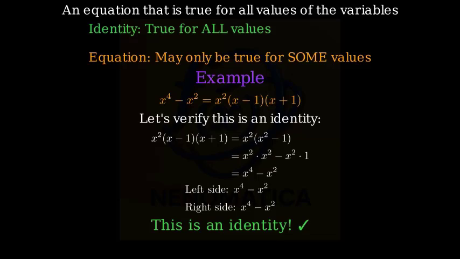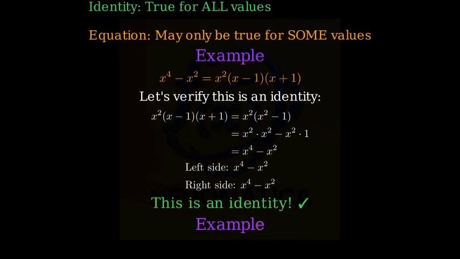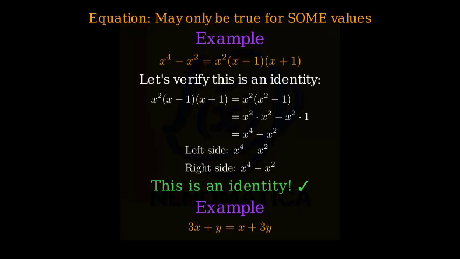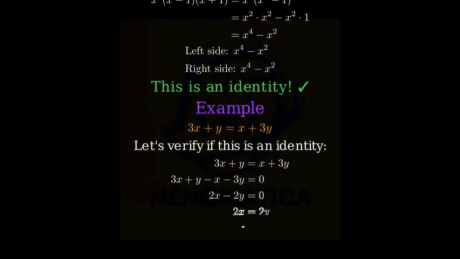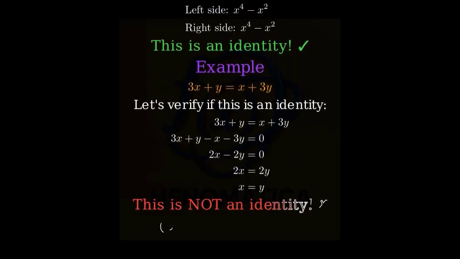Now, let's move on to our second example. The equation 3x plus y equals x plus 3y. Let's rearrange this equation to see if it's an identity. We can move all terms to one side. 3x plus y minus x minus 3y equals 0. Simplifying, 2x minus 2y equals 0, or 2x equals 2y, which means x equals y. This equation is only true when x equals y, not for all values of x and y. Therefore, it is not an identity.